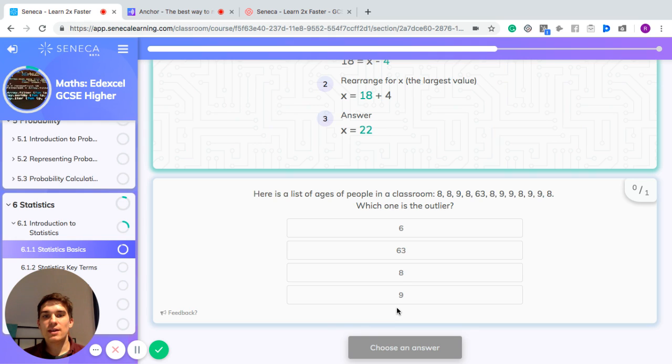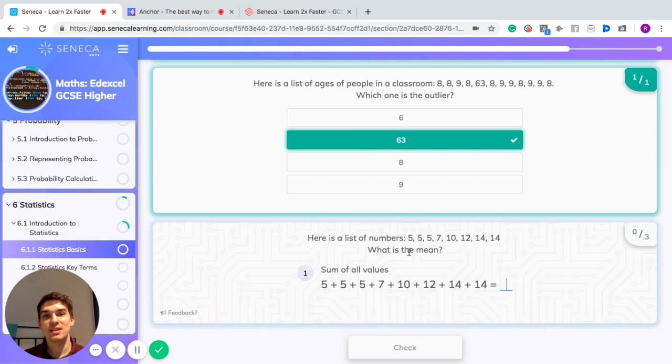So here's a list of some ages of some people in a classroom. So we've got 8, 8, 9, 8, 63, 8, 9, 9, 8, 9, 9, 8. Now from that data, you probably noticed that 1 sticks out compared to the rest of them. And the question I want you to think about is which of those pieces of data is the outlier? Well, everyone is aged 8 or 9, apart from one person who is aged 63. So that will be the outlier. And I think we can probably assume that that's the teacher if it's in a classroom setting.